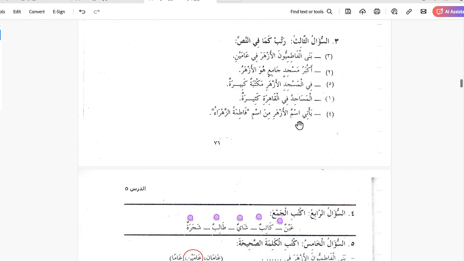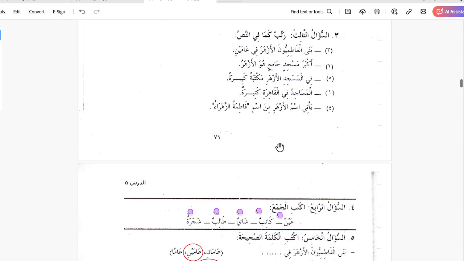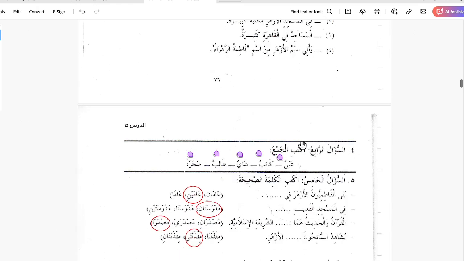And number 4, yati ismul azhari min ismi Fatimatu Zuhra. The name of Al Azhar comes from the name of Fatimatu Zuhra. And number 5, fil masjid al azhari maktabun kabiratun. And there is a big library in Al Azhar mosque. This order is as it comes in the lesson.